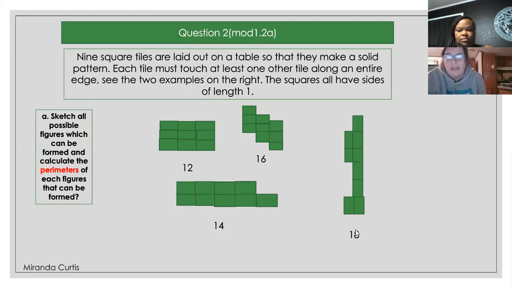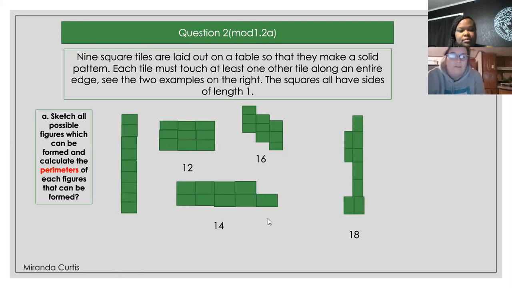Okay, so our 18, we're going to do 2 on the bottom, 1 on the top, and it's going to be 1, 2, 3, 4, 5, 6. And then on this side, it's going to be 1, 2, 3, 4, 5, 6, 7, 8, 9. And that's going to give you 18.